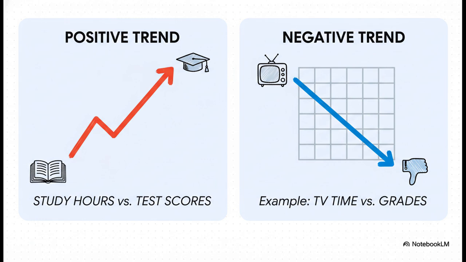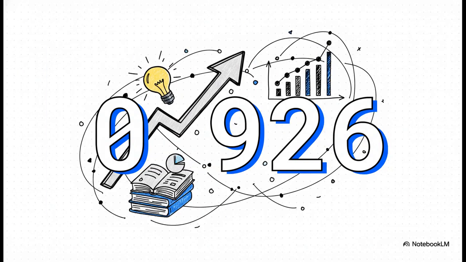Now, these relationships usually go one of two ways. You can have a positive trend, which is when one thing goes up, the other thing tends to go up too. The classic example is study hours and test scores. The more you study, the better your score. Or you can have a negative trend. That's the opposite, right? As one thing goes up, the other goes down, like maybe more time spent watching TV correlating with lower grades.